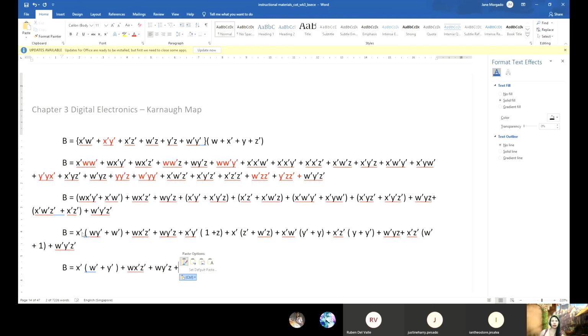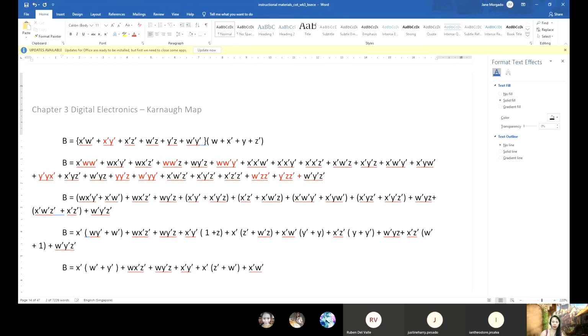Ito. X plus x prime y is x plus y. Okay. X plus y. Plus, 1 plus z is 1. So, just copy x prime y prime. Plus, same here. Z prime plus w prime z is equal to z prime plus w prime. Plus w prime. And then, y prime plus y is equal to 1.